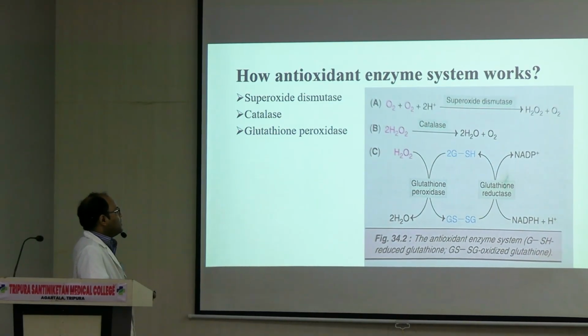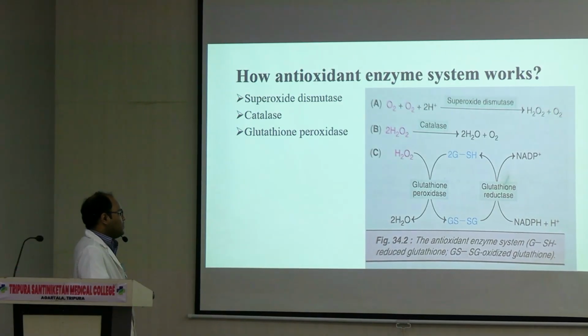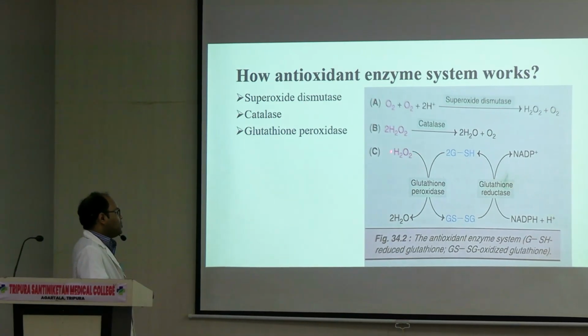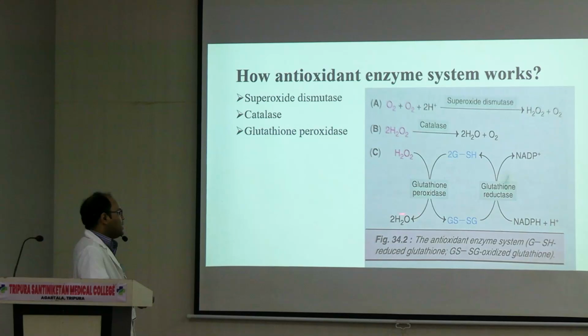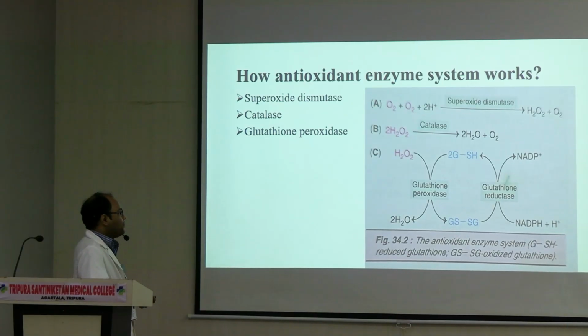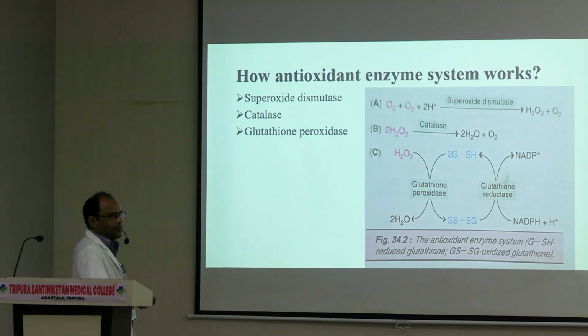Superoxide dismutase can generate hydrogen peroxide. Catalase can destroy this hydrogen peroxide into water and oxygen molecule. Glutathione peroxidase can destroy hydrogen peroxide into water, and glutathione is converted from the reduced to the oxidized form. Again, this oxidized form is regenerated via glutathione reductase with the help of NADPH.